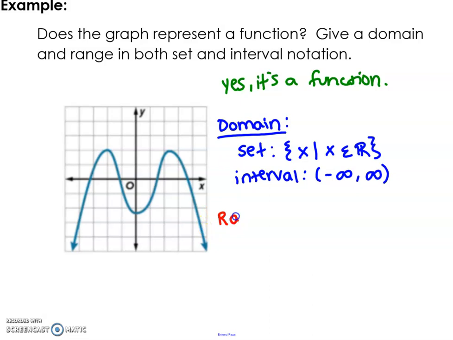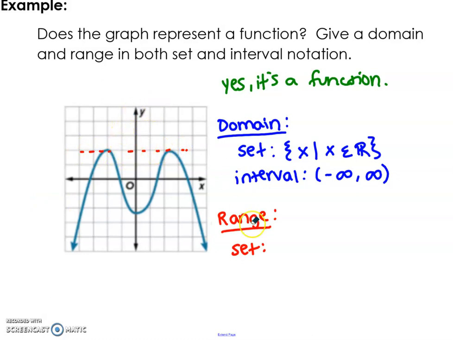Now for the range, we're looking at the y values. So again, let's start with set builder notation. When we look at the y values, again, we can see the arrows pointing down. That means they're going to go down forever. And we can see that the graph is stopping at 2. Right? There's nothing from our graph that's above this line of 2 for y.